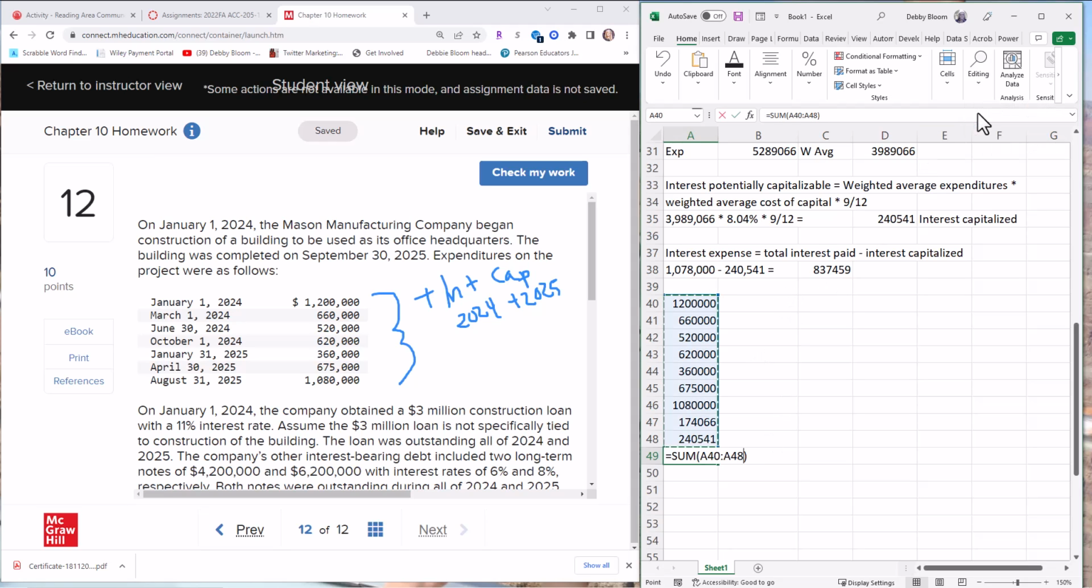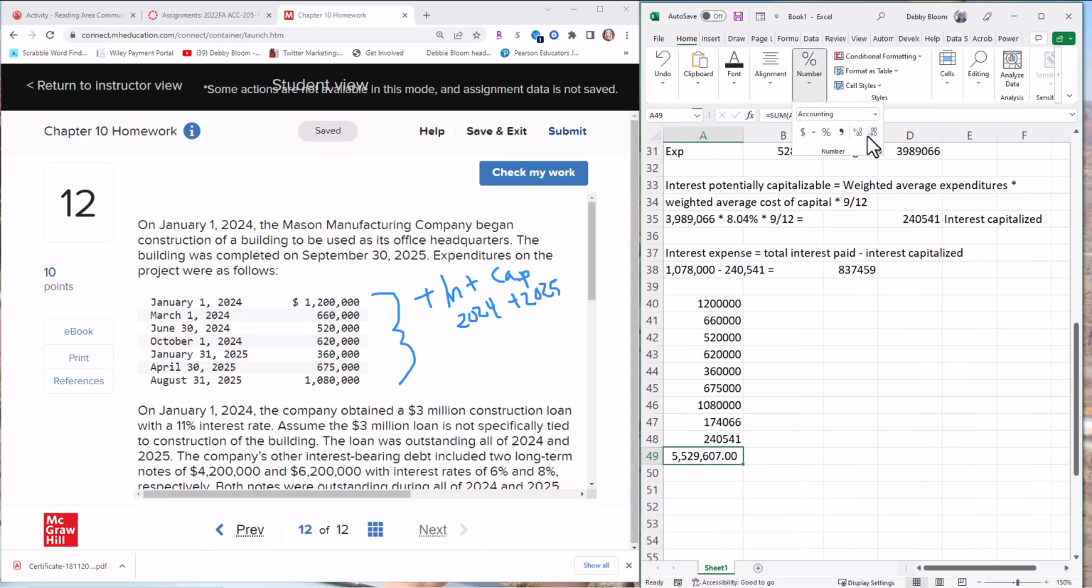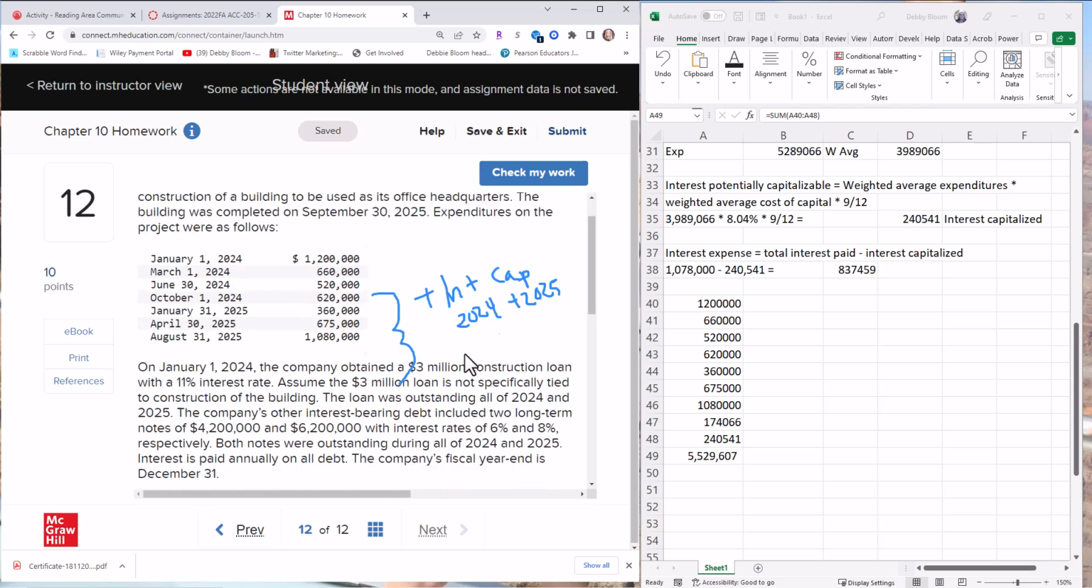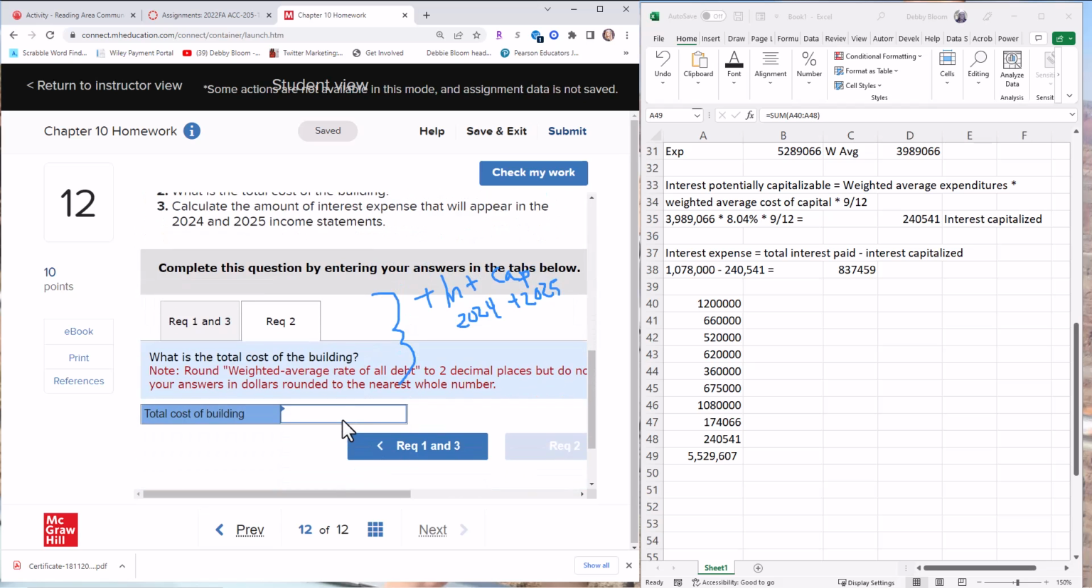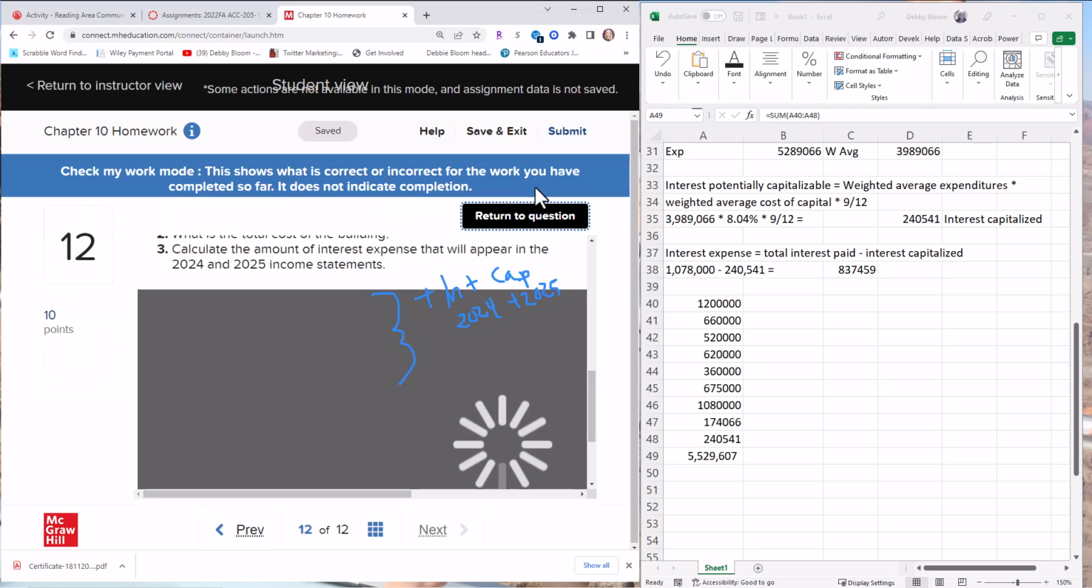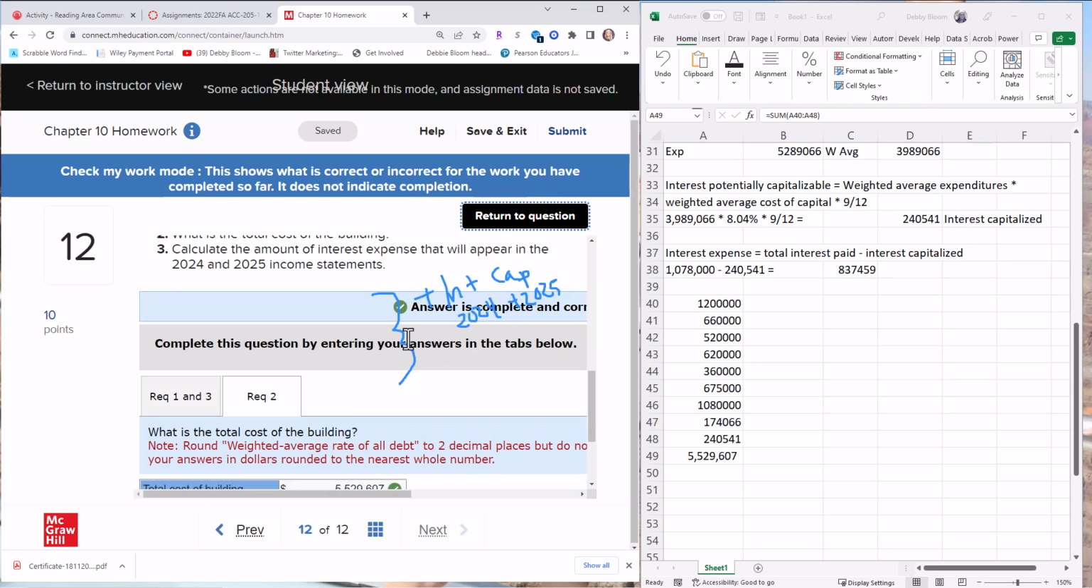So all of those added together, all the expenditures plus the interest capitalized over the 2 years, is going to be the cost of the building, $5,529,607. The answer is complete and correct, and we have now done problems number 11 and 12.